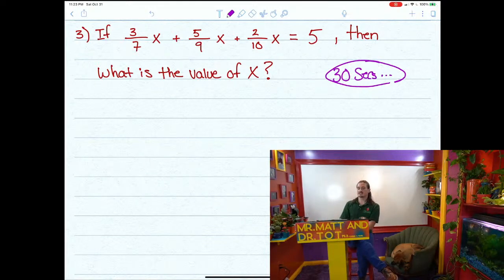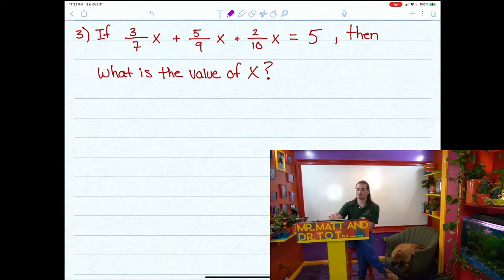So number 3 asks, if 3/7 times x plus 5/9 times x plus 2/10 times x is equal to 5, then what is the value of x? As it's written, there's a lot of complex fractions here, and what we can do is multiply by the LCM in order to simplify these fractions a great deal.